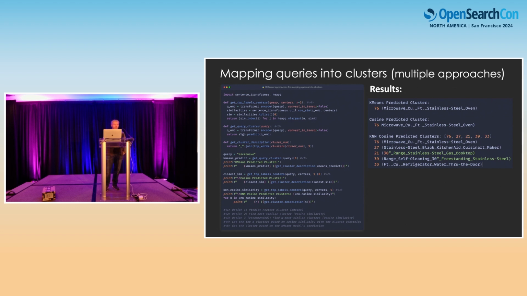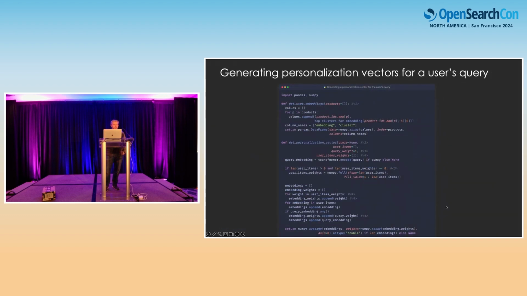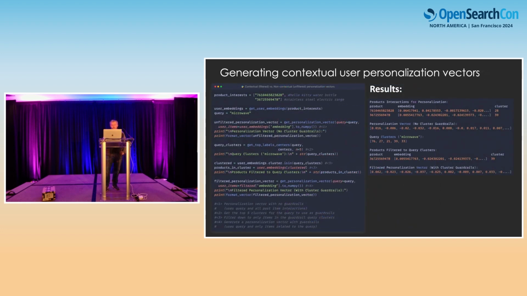So anyway, in this particular context, what I've done is I've mapped the user's query into clusters. They search for microwave, and I've said, well, from a k-means standpoint, this is the closest, and from a cosine similarity standpoint, this is the closest. But what I like to do, in this case, is look at the top 5 closest and allow any signals from those categories to influence. So skipping over the code, this is how you generate a personalization vector for the user's query. This is how you generate a contextual personalization vector based upon the clusters. And I've generated a couple different variations here that I'll show on the next slide.